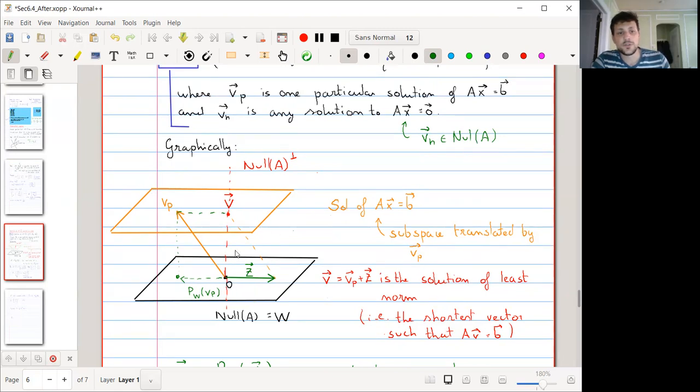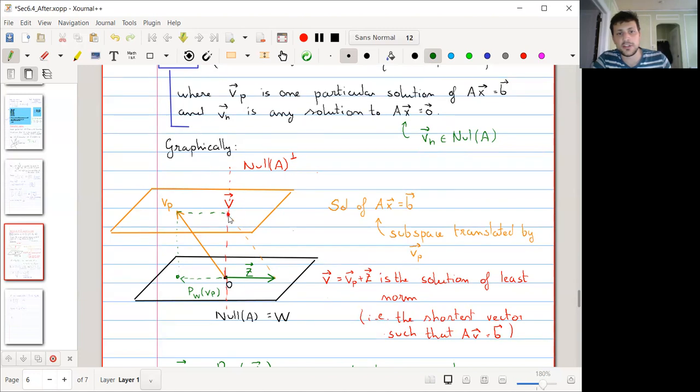Now I've drawn a few other things in this picture. One of them is the perpendicular, the orthogonal complement to the null space, which is this red dashed line. You see that the norm of every vector is the distance to the origin. And you can see from this picture that the closest solution to the origin is exactly the vector lying straight above it.